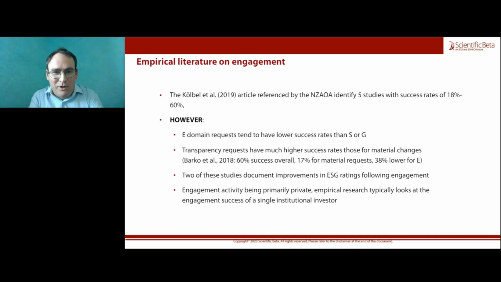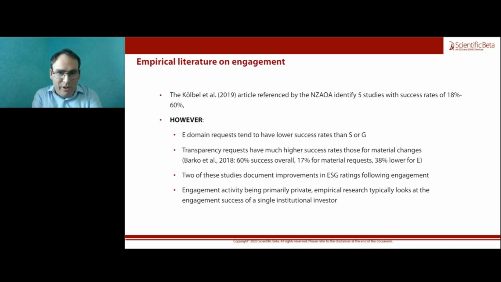So it's not reassuring to know that the success rate is 2 or 3 times higher than if you ask for something more material, in the sense that it requires more costly investments. Another problem is that some of these studies, when they measure the successful outcomes of engagement, are just based on measuring success by improved ESG ratings. We've talked earlier in other webinars and papers about how unreliable ESG ratings are. For example, the correlation between ESG ratings from different providers is only about 0.5.